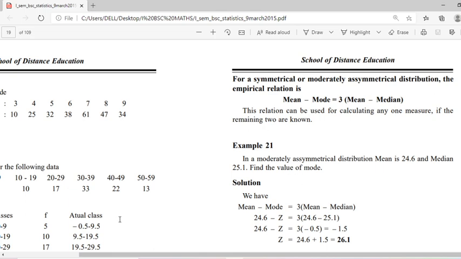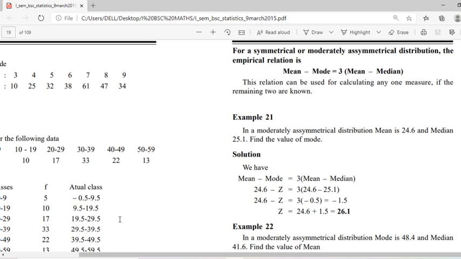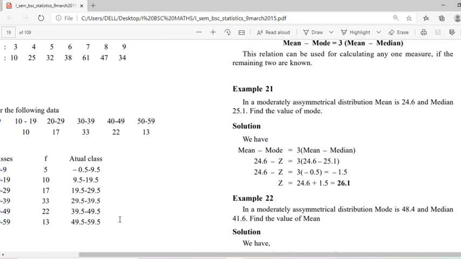If we have mean and mode, we can compute median. If we have mode and median, we can compute mean. If we have mean and median, we can compute mode. So if we have any two of the measures, we can compute the third one. The proof is not something you are studying. You are not studying the proof. It is not given here.